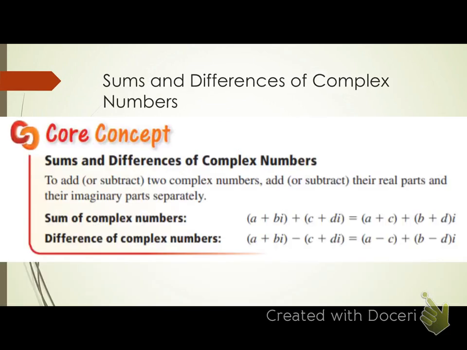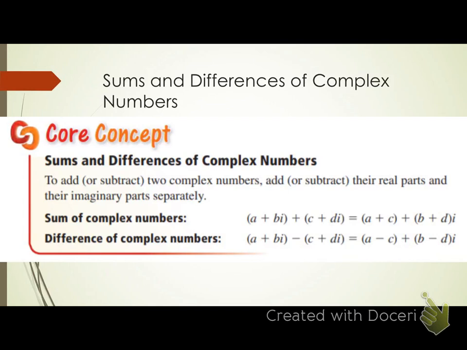Let's talk about adding and subtracting complex numbers. Hey, this part is easy. How about that? To add or subtract two complex numbers, add or subtract their real parts, and add or subtract their imaginary parts separately. So it's essentially like combining like terms. The real parts I combine together, the imaginary parts I combine together.